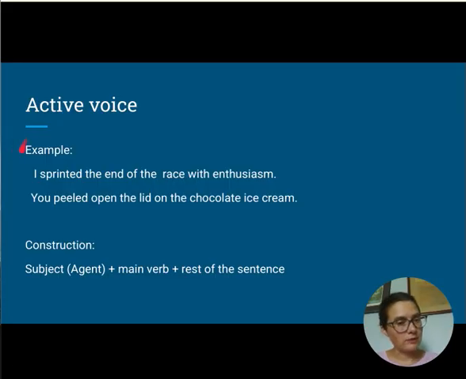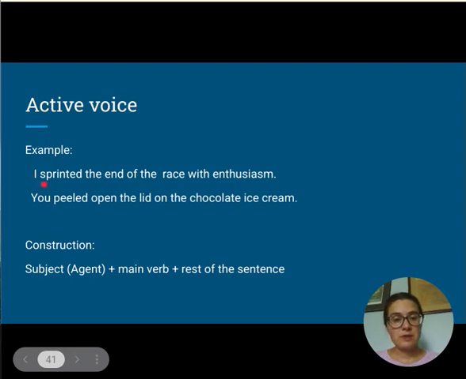So I'm going to read the examples first, and then we'll go over how this is constructed. The first example: I sprinted the end of the race with enthusiasm. So, I sprinted. The next one: you peeled open the lid on the chocolate ice cream. You peeled, or you peeled open even. Okay, so the construction is the subject or the agent doing the action. That's either I in my first example or you in the second example. You have the main verb: sprinted in the first example and peeled in the second example. And then the rest of the sentence tags along.